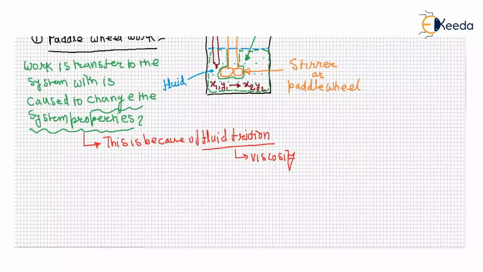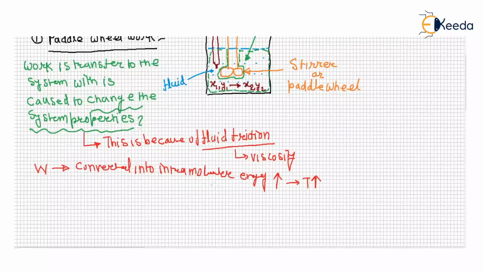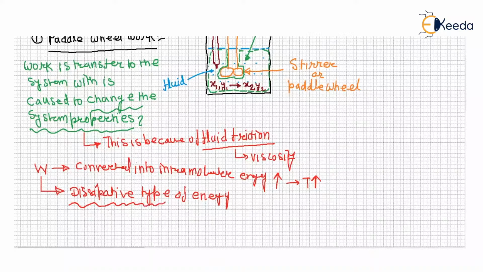So this work is converted into intramolecular energy, and its energy will increase, so its temperature will increase. That means work is converted into intramolecular energy and the temperature increases. That means this is a dissipative type of energy.